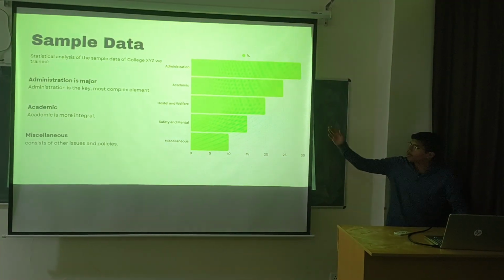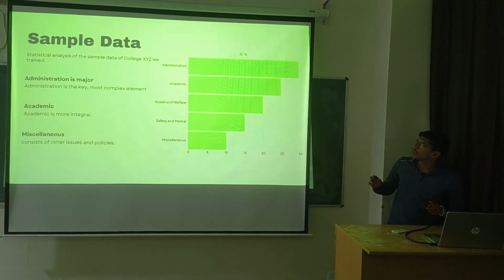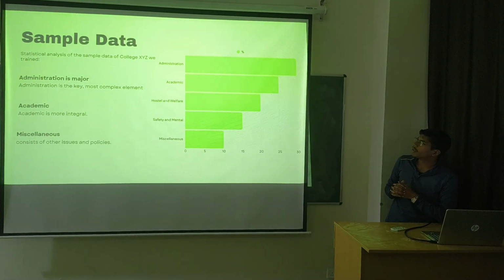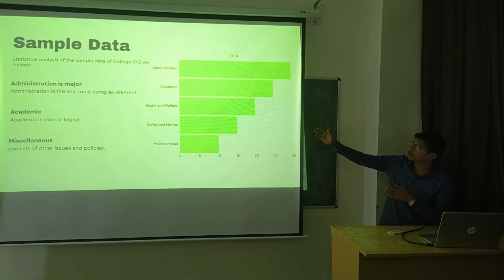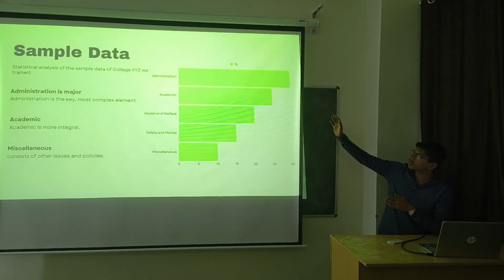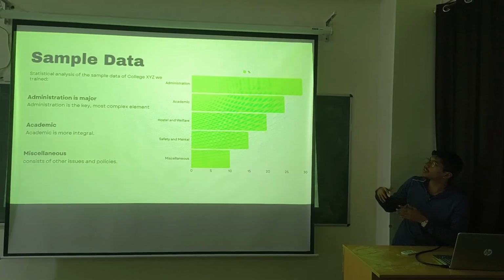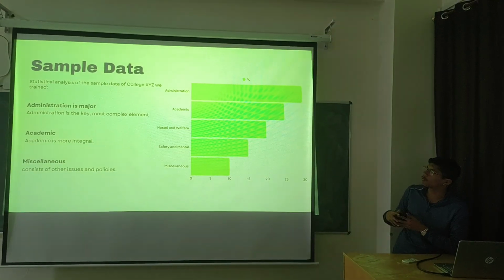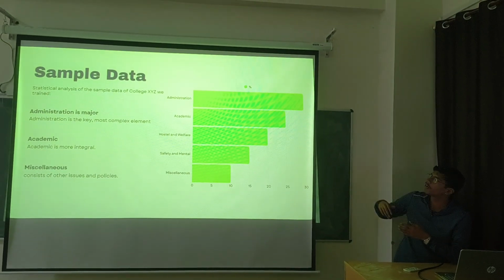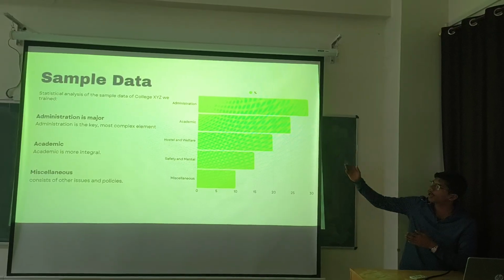Well, this is the sample data we use. It includes a major portion of administration data, followed by academic, hostel, welfare, etc. Because this is mostly what we see in real life. Students mostly face administration issues, followed by academic, and so on.